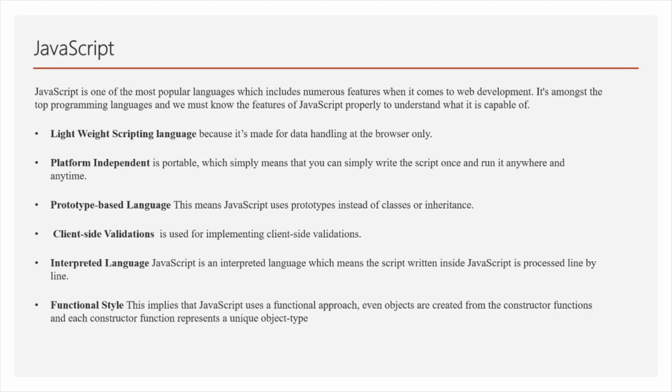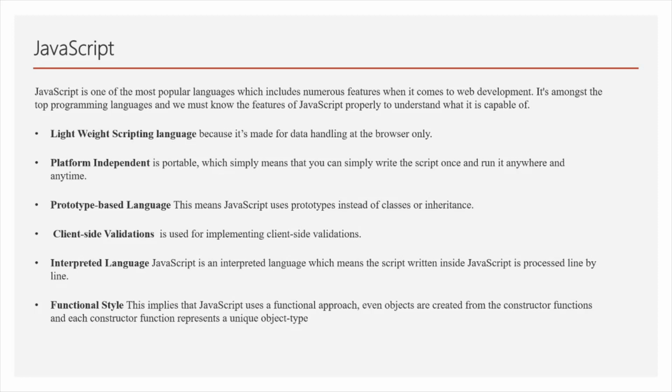JavaScript has a lot of features, but here I'm going to describe some. It is a lightweight scripting language, because it's made for data handling at the browsers. It is portable and platform independent, which simply means that you can write the script once and run it anywhere, at any time. JavaScript is also a prototype-based language, which means it uses prototypes instead of classes or inheritance. And it is used for implementing client-side validations.